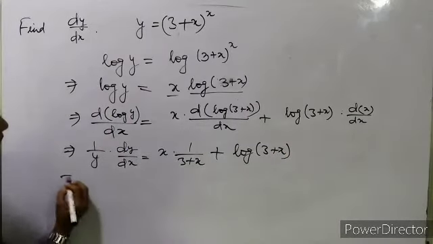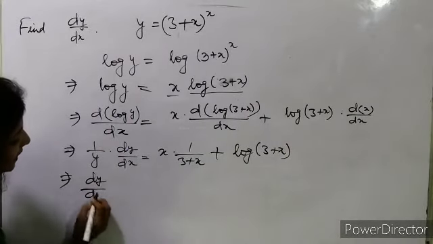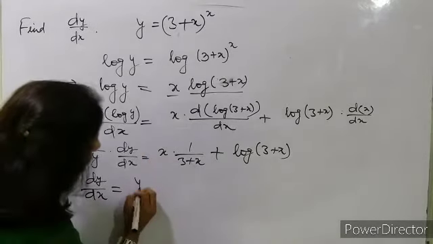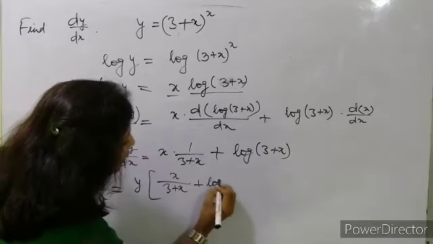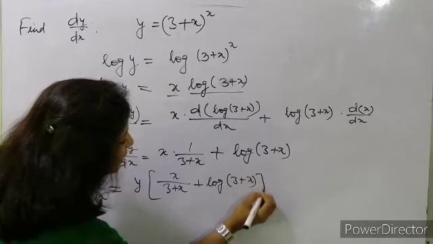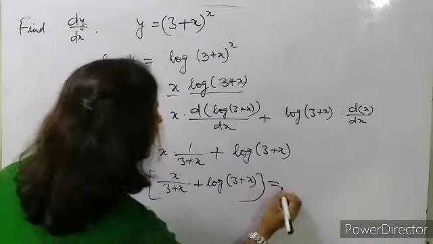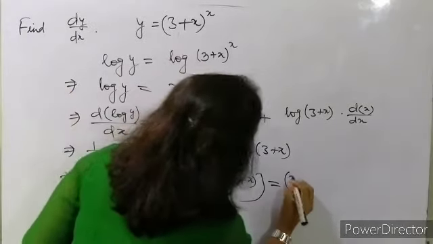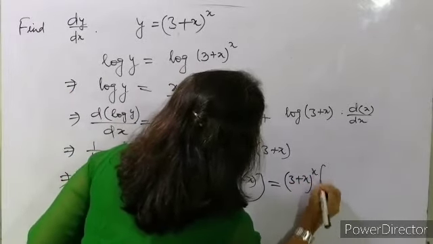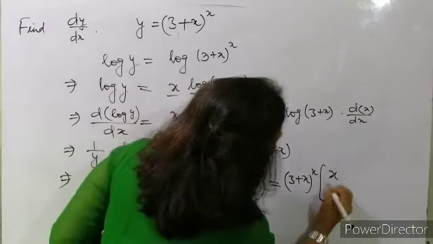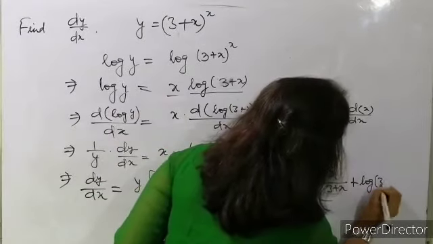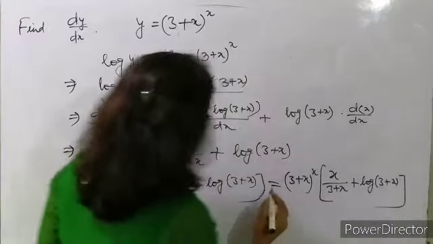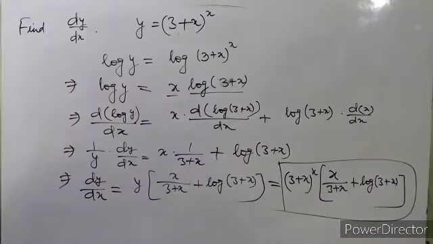Okay. Now dy by dx will be equal to, y will multiply this side, x upon 3 plus x plus log of 3 plus x. So it will be equal to, y's value is 3 plus x to the power x, multiplied by x divided by 3 plus x plus log of 3 plus x. So this will be the value of dy upon dx.